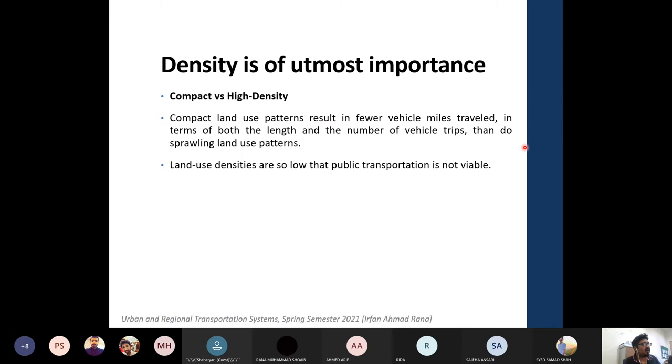So, like Shahria just mentioned, how many of you agree that high population density means more developed public transportation, that public transportation is more efficient in highly dense areas? How many of you agree with this point? Okay, Shuhayb, Shahryar, okay. Ahmed.